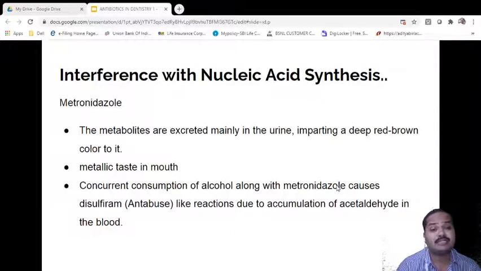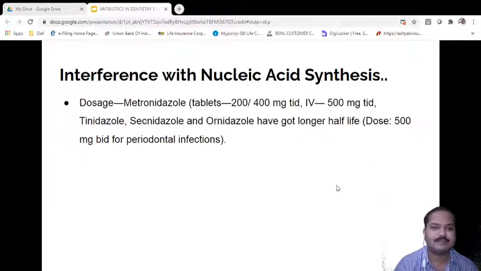And concurrent consumption of alcohol with metronidazole will cause a disulfiram-like or Antabuse reaction due to accumulation of acetaldehyde in the blood. So we have to again be very careful. Just like in the case of cephalosporins, a disulfiram reaction can be seen with metronidazole, very commonly. Now the dosage of metronidazole can be 200 to 400 mg TID. IV it may be 500 mg. And tinidazole, secnidazole and ornidazole have longer half-lives, with a dose of 500 mg BID for periodontal infections.